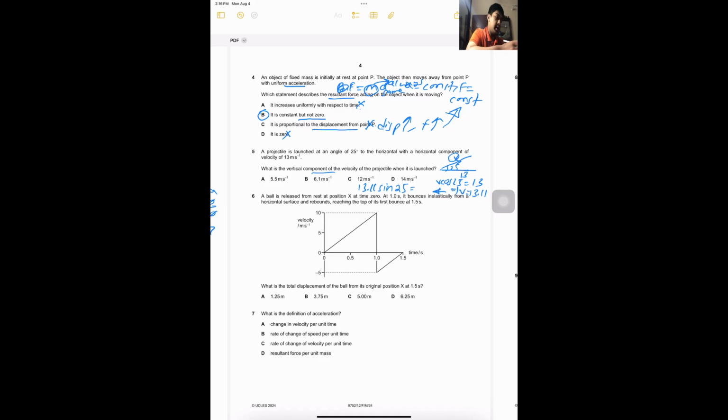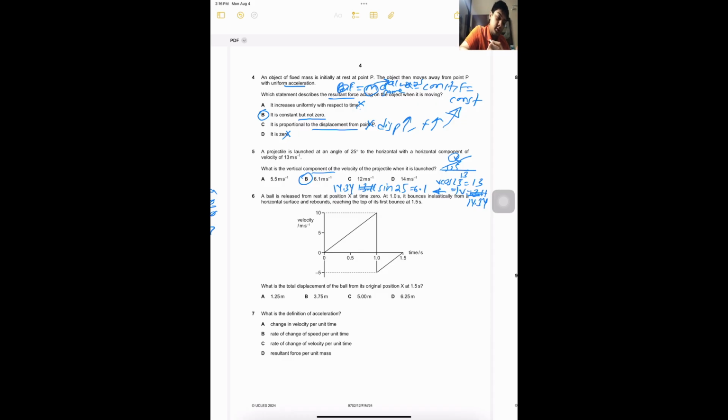Oh, sorry, my calculator is in radian mode. So this one, I'm so sorry. Please check whether your calculator is in the correct mode or not. Okay, so 14.34 sine 25, this is equal to 6.1, which is equal to B. So I hope that is clear.